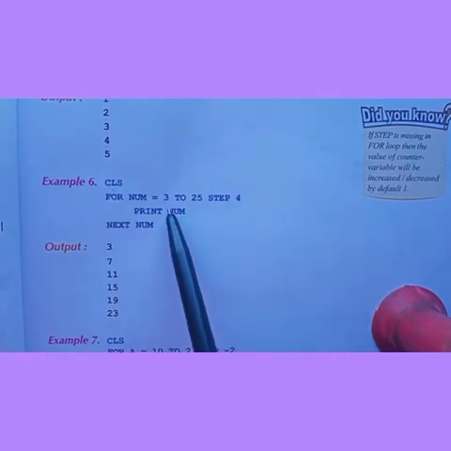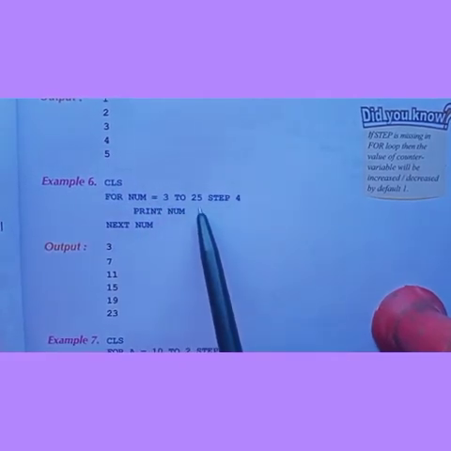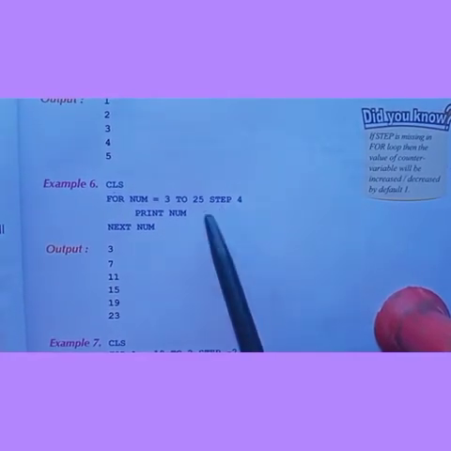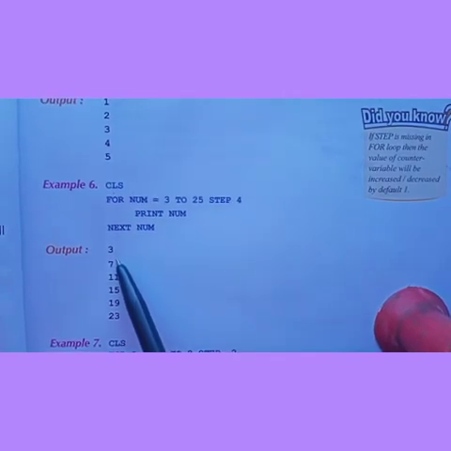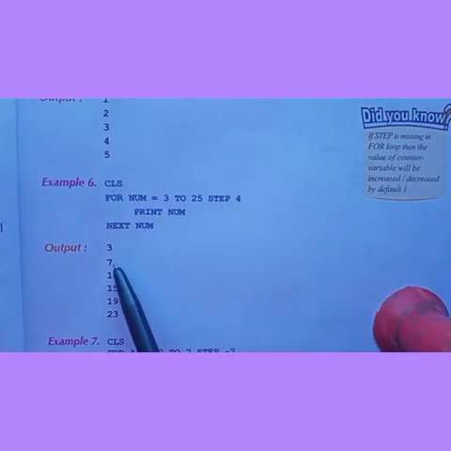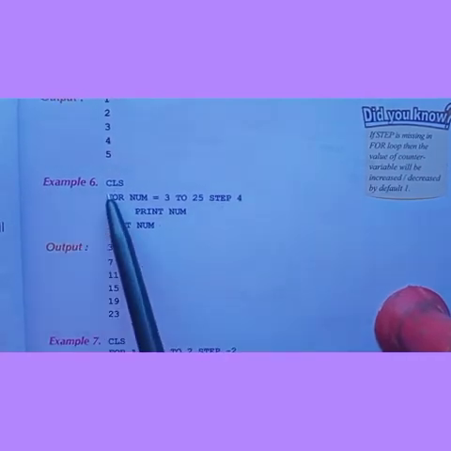The first value was 3. Then it saw 3 to 25 has to be written, but skipping step 4. So after 3 plus 4, that was 7. 4 values were skipped and then 7 was printed. Again it is written print num, so 7 is printed. Next num, again it will go up.